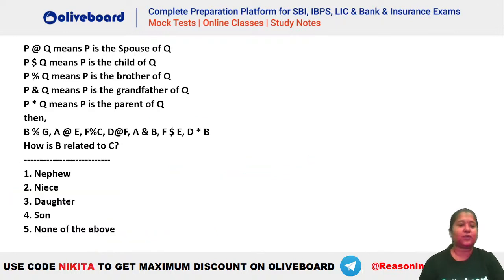चलो जल्दी से एक और क्वेश्चन देखते हैं. Let's try. चलो इसका आंसर बताइए. What should be the relation from B to C?